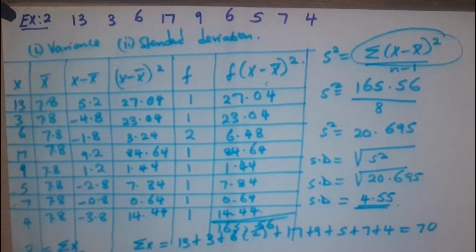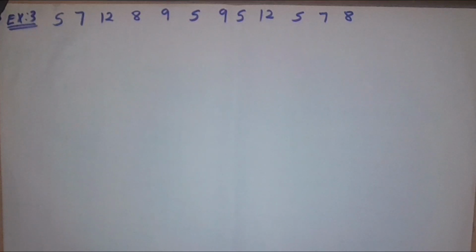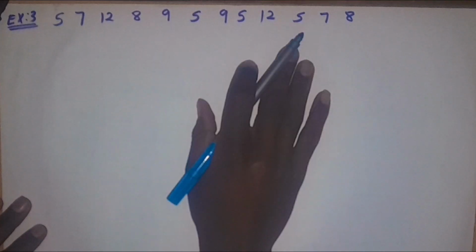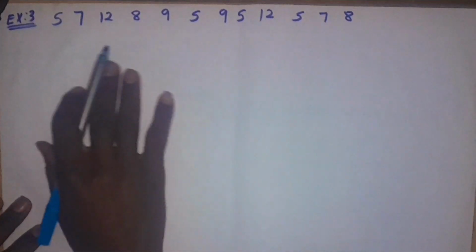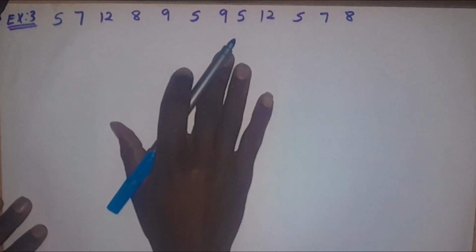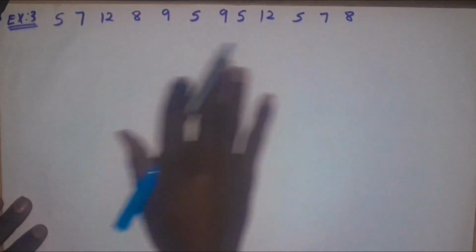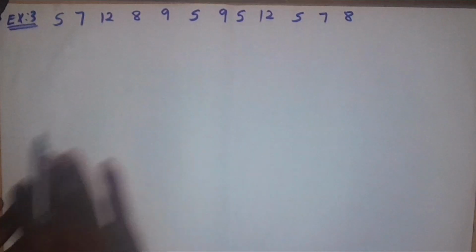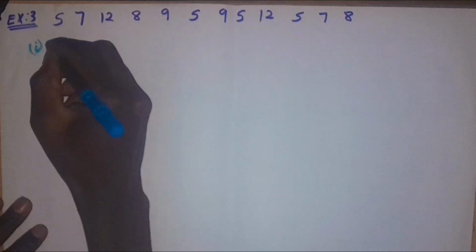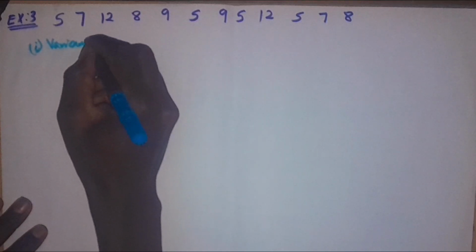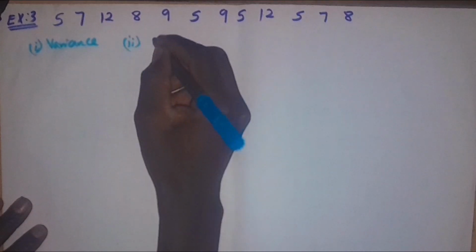So let us look at the third example, a continuation with example 3. Now what you're going to see is that this third example is also slightly different from the second example, in a way that now we have two main numbers which are repeating themselves. Here 5 is repeating itself and then 7 is repeating itself. Actually, every number here is repeating itself. And then the question needs us again to find the variance and the standard deviation.